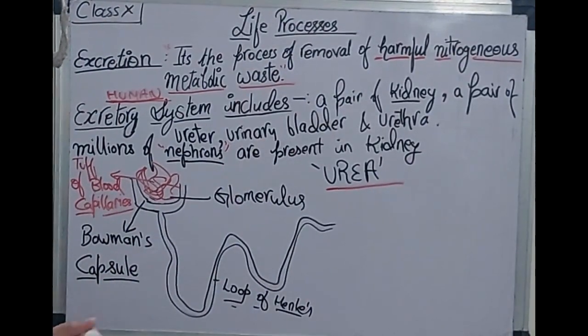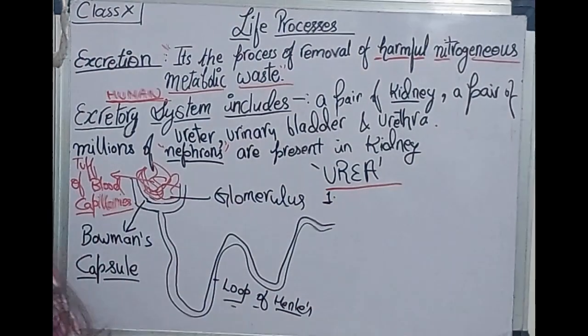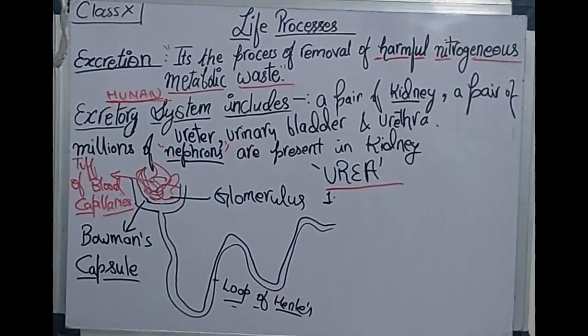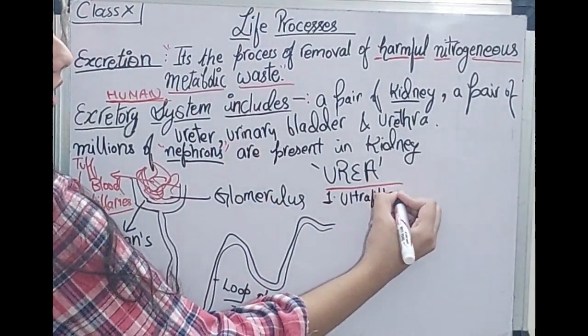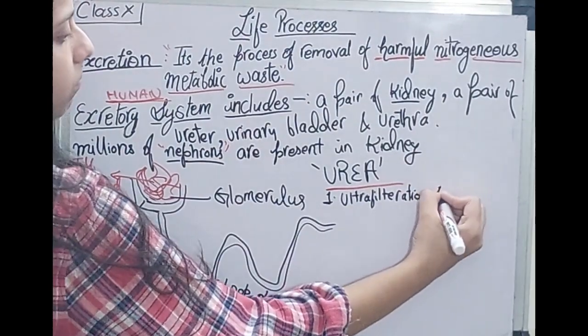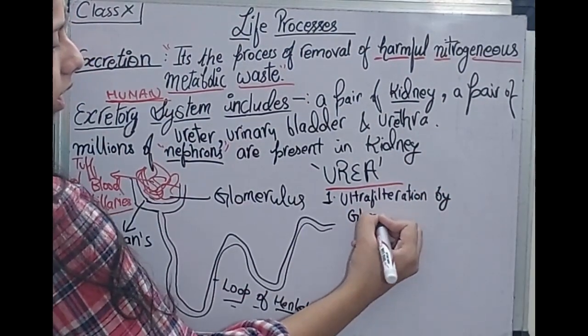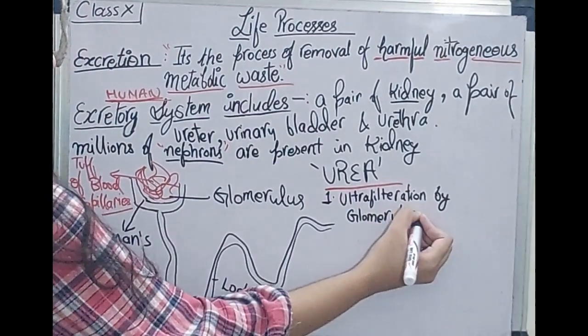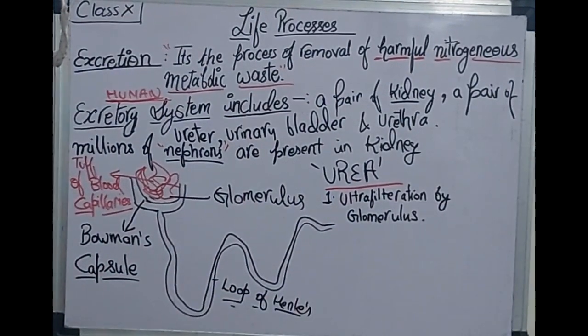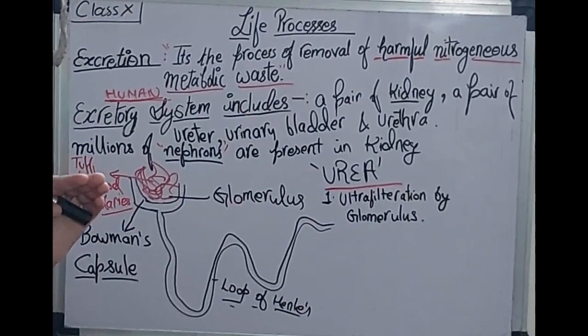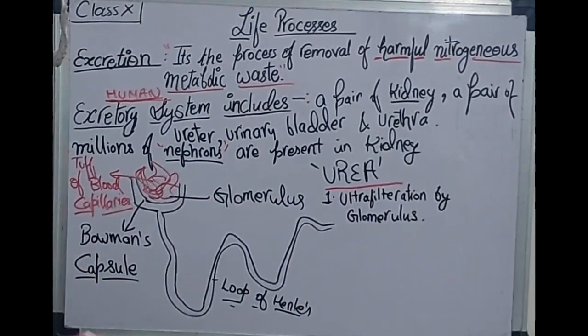Now the first step is the ultrafiltration, ultrafiltration by glomerulus. Let us understand the first point now. Please keep extreme focus here because it is going to come. It is very important. Ultrafiltration में क्या होता है? The blood filters out its constituents. Plasma के constituents separate out होते हैं.